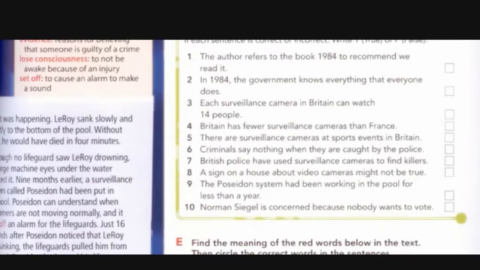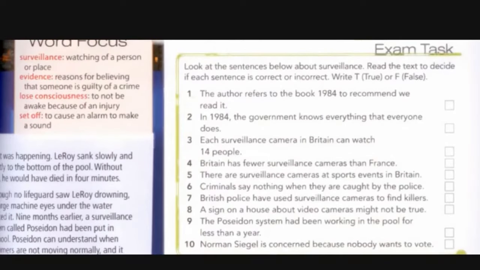Okay, so now let's go through this information from number 1 to 10. Again, these are true or false questions. Let's go through very quickly and you tell me from which paragraph you can find the answer. Number one, author refers to the book 1984 to recommend we read it. Which paragraph is this in? The first paragraph, yes. For number one, you have to explain why your answer is true or false, okay?